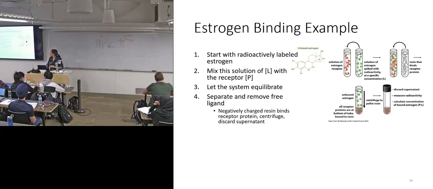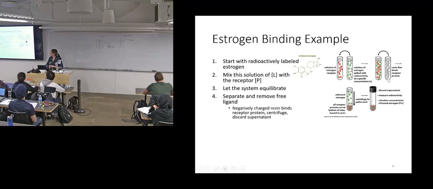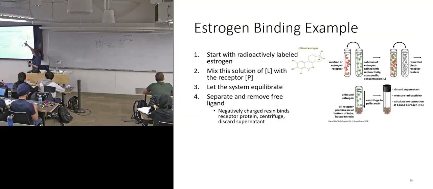In this case, you'll add some negatively charged resin to bind up the receptor, and then you can use centrifugation to pellet all of the receptor that's bound and remove all of this free unbound estrogen that you're not interested in. And then you could save your supernatant. All of this has what was the free estrogen. You can measure what's there. And you're going to get a pellet of all the estrogen bound to the receptors.